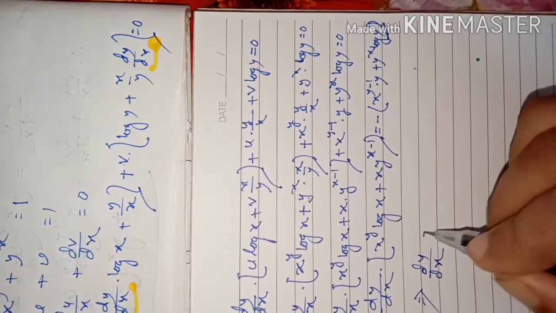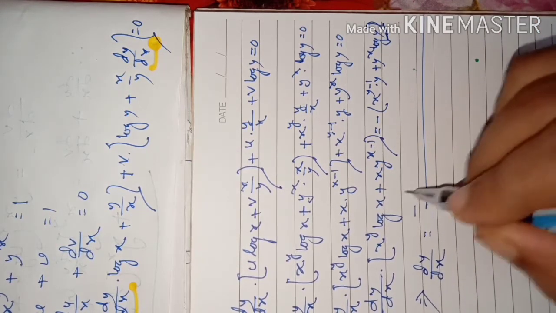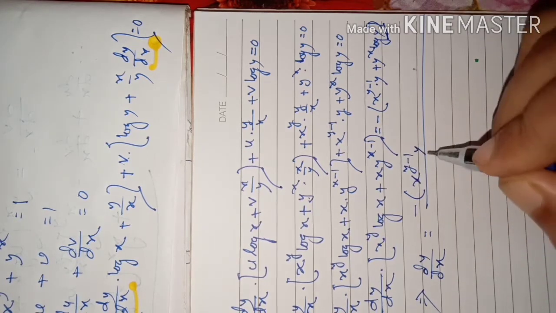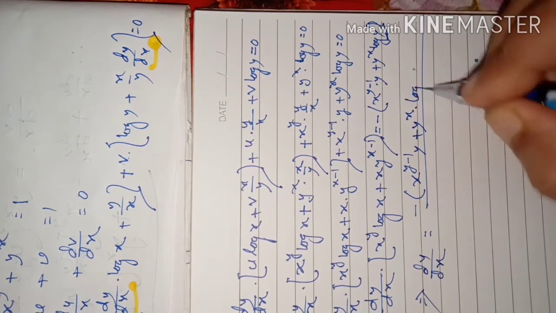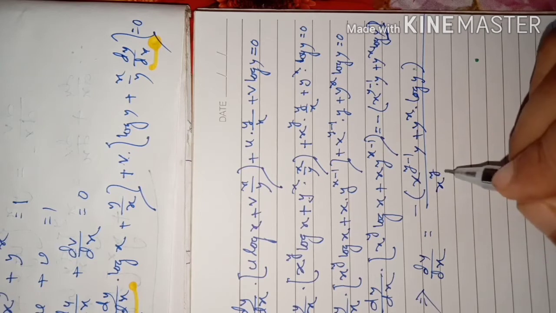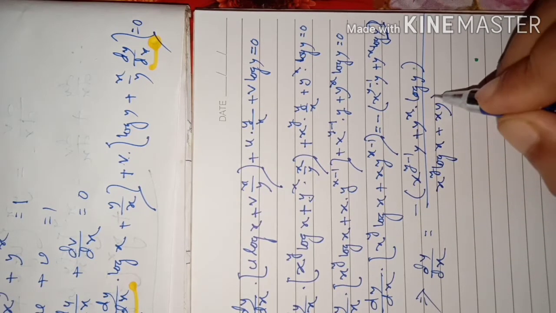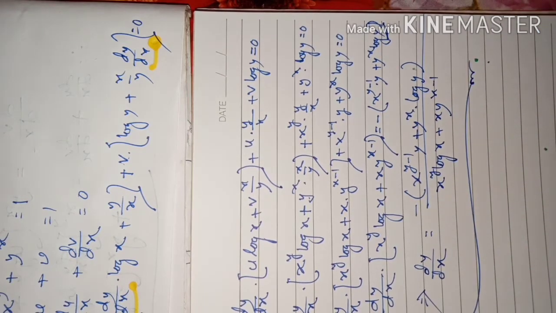So now taking this one to that side, dy by dx will be like this: dy by dx is equal to minus bracket x to the power of y minus 1 into y plus y to the power of x into log y, divided by x to the power of y into log x plus x into y to the power of x minus 1. This is our final answer. Okay, students?